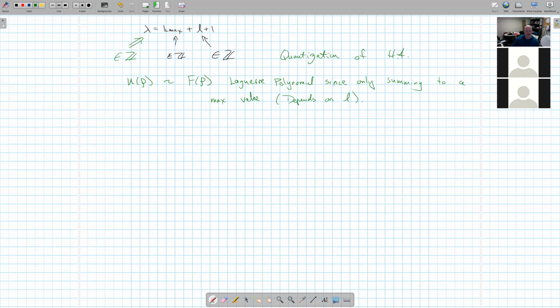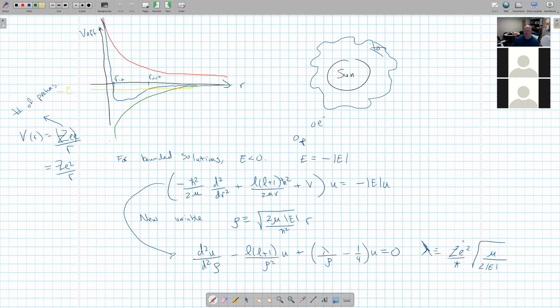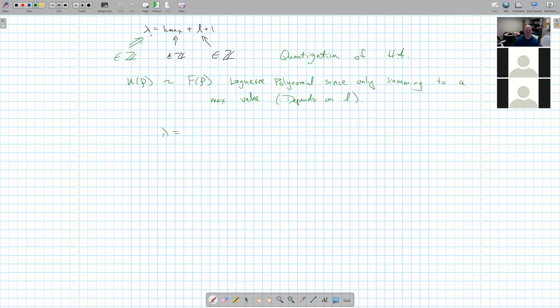So good. Lambda, remember by its definition, so let's go back to lambda. Lambda is actually in terms of the energy, so we can rewrite the energy in terms of lambda. This means the energy is also quantized, because lambda is quantized since it can only come as an integer. Remember, lambda here is equal to Z e squared divided by h bar, square root of mu divided by 2 times the energy, at least the absolute value of the energy.